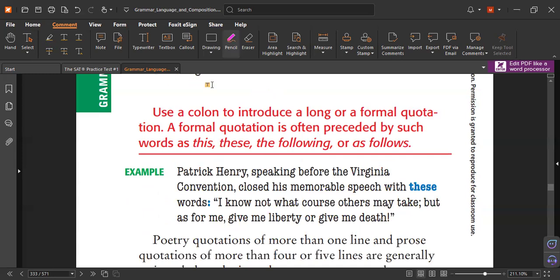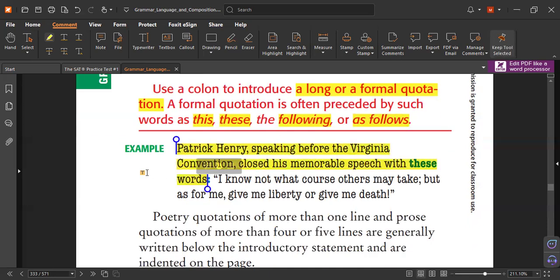Another use is to introduce a long formal quotation. Not any quotation, but a quotation to prove something. The same applies after words like this, these, following, as you know. Is the part before the colon a complete sentence? Yes, it's a proof: subject, comma, phrase, comma, verb, and then the complement. So it's a sentence, and this structure is correct.